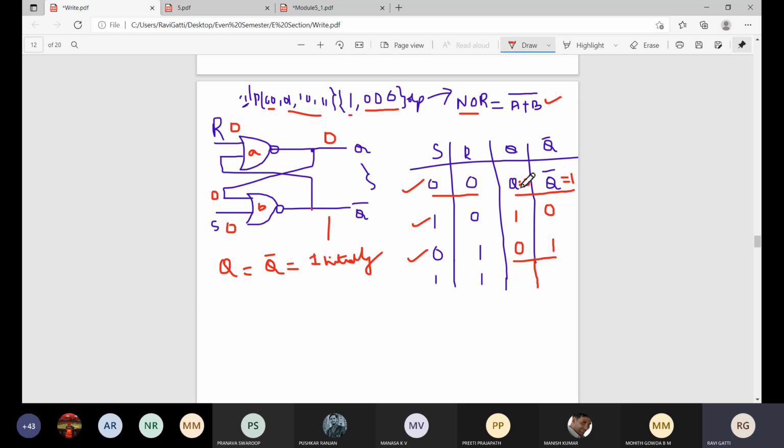So it means there will be no change over here. Whatever the output is there, if in the previous case the output was this, now if you change S equal to 0 and R equal to 0, Q will be 1 and Q bar is equal to 0. Are you able to understand what exactly is happening when S is equal to 0 and R is equal to 0? When you give R equal to 0 and S equal to 0, the previous state will be retained.